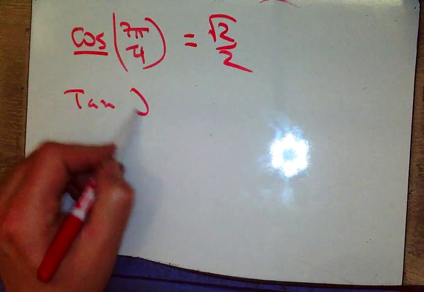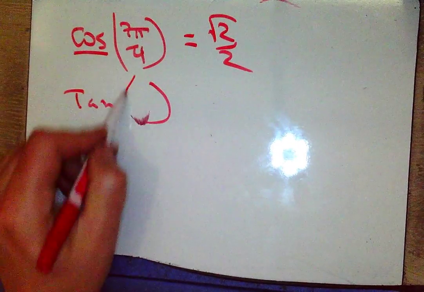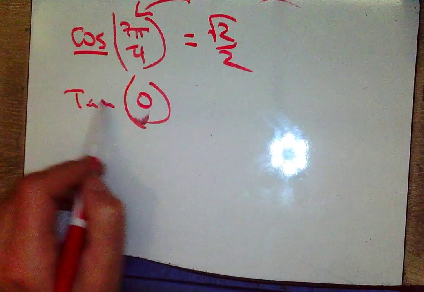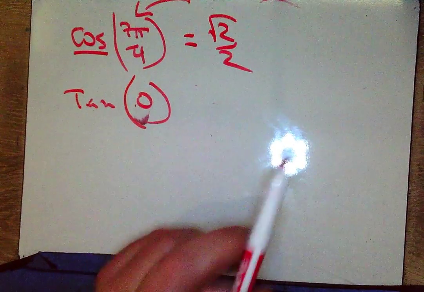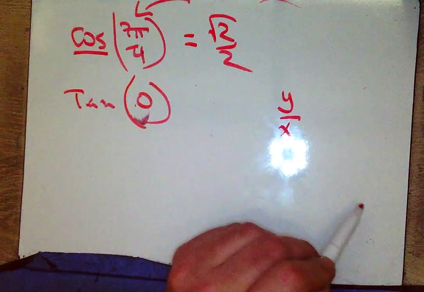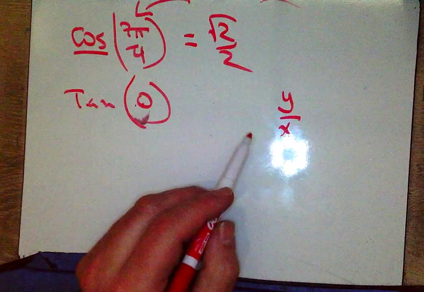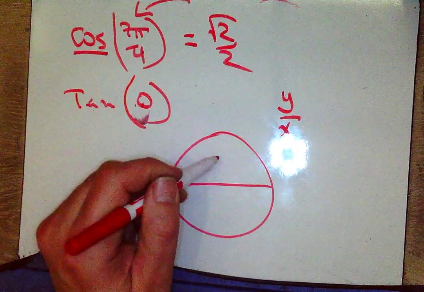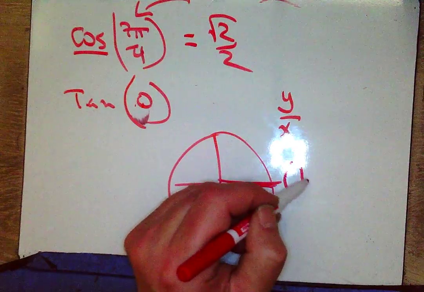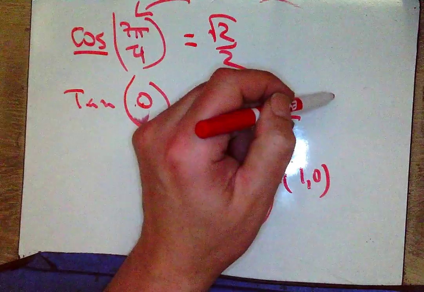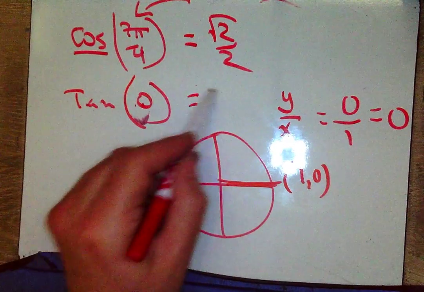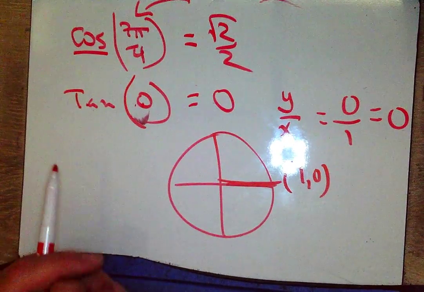Tangent of 0. Remember, this is an angle. An angle is going in. So what's the tangent of 0? Well, I know that tangent is the y value over the x value. And what is that ordered pair at 0? Here's 0, and the ordered pair here is 1, 0. So it's going to be 0 over 1 or 0. Tangent of 0 is 0.